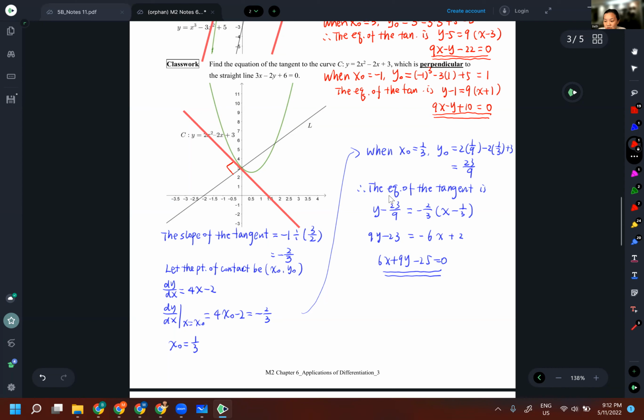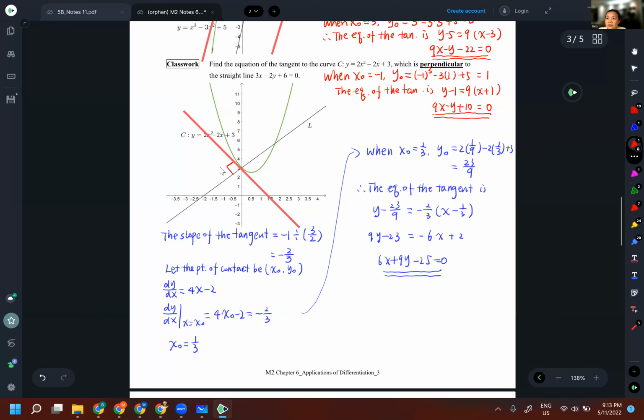And finally, the equation of the tangent according to the slope point form is y minus 23/9 equals the slope times x minus 1/3. Simplified, 6x plus 9y minus 25 equals 0. On the graph, this line is tangent to the curve at 0.3, somewhere here.